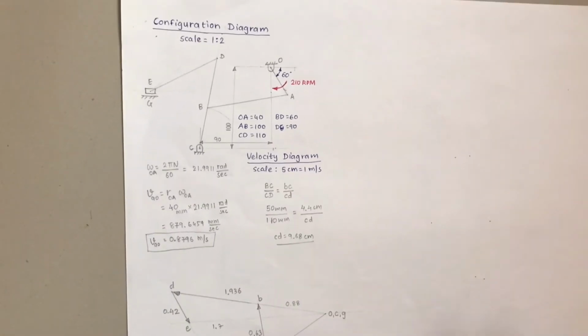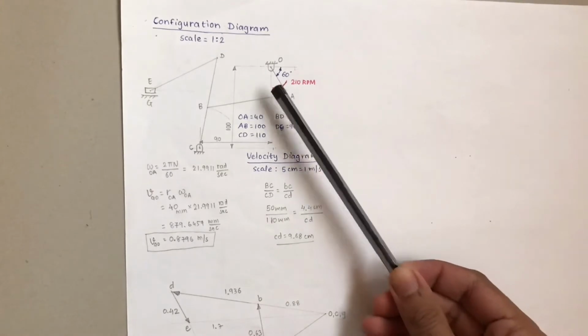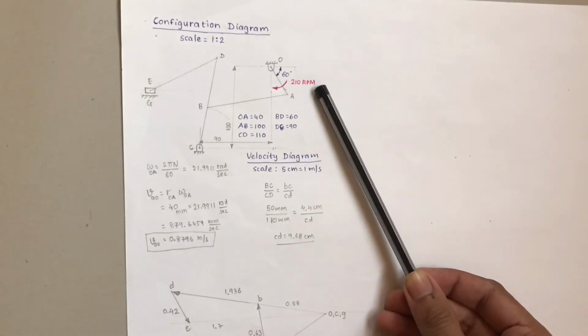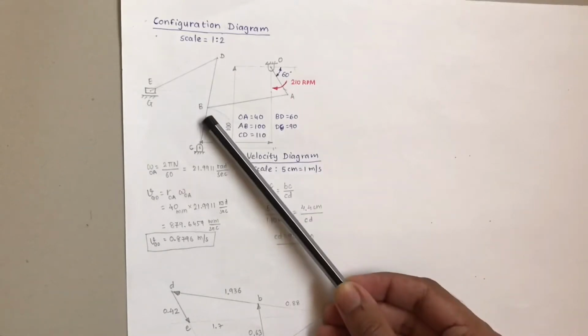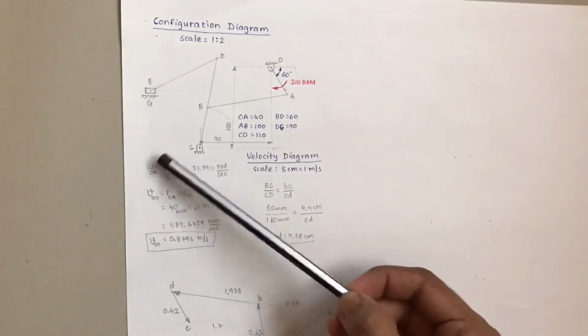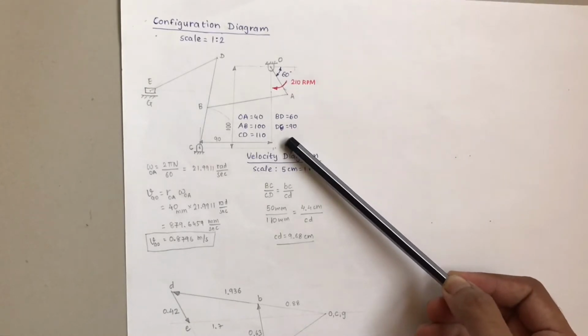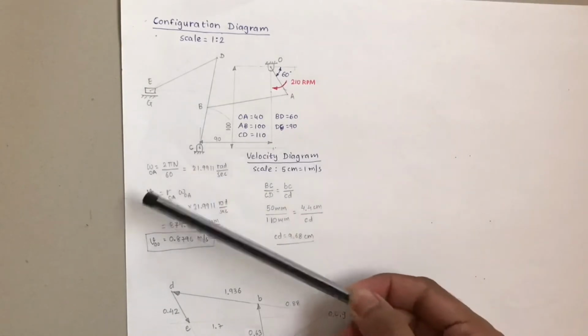Acceleration analysis of a 6-link mechanism. Here, the configuration diagram is given with link OA rotating at 210 rpm. B is an intermediate point and E is the slider. Dimensions of the links are provided in millimeters.